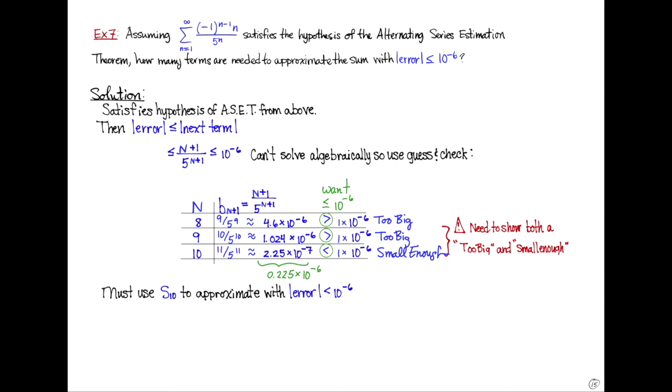When you're using this guess and check method to find your smallest n, you need to show two lines in your table. So for the minimum amount of work to show, you would need the first line where n is too big and the first line where n is small enough. So for full credit, you have to include those two lines. You can include more if you want, but you don't have to include the entire table.